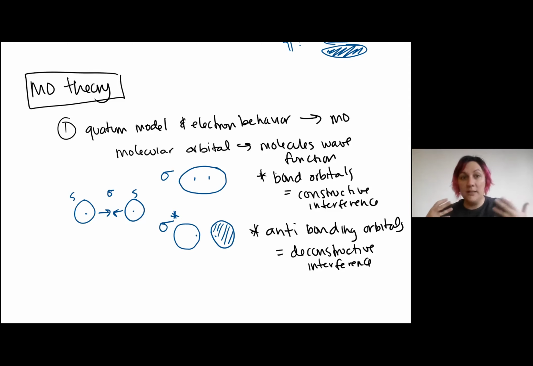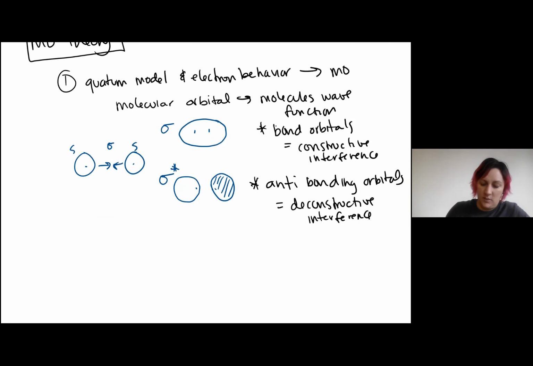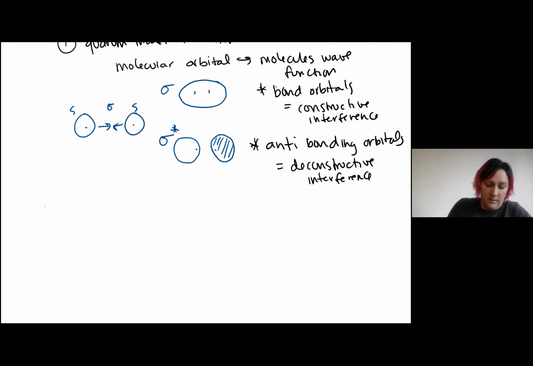You can also have pi bonding and pi anti-bonding. And then what we're going to do with these for our problem solving is we're going to build MO diagrams, and we're going to calculate bond order.